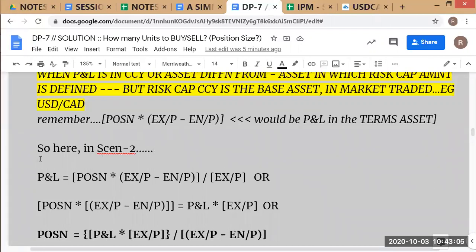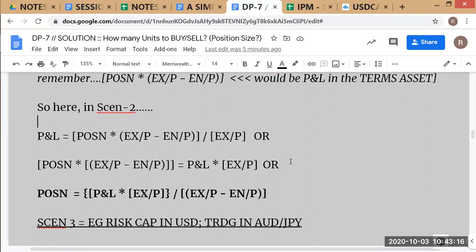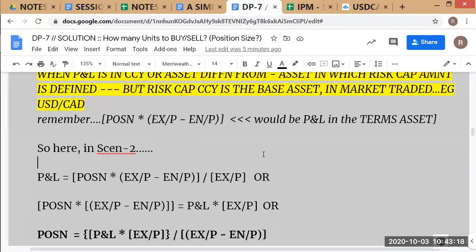Actually, it looks complicated because there are many steps to it. But if you think about it conceptually, it is very simple. Yes, I hope everybody's understood it. Now, once you've understood this basic structure, it'll be easier to understand scenario 3 also. Okay, what is the basic structure of this equation?